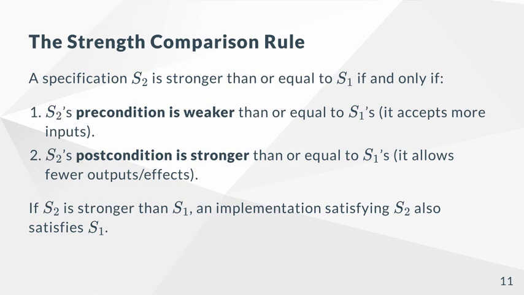To determine if S2 is stronger than or equal to S1, we follow two logical rules. Either S2's precondition is weaker than or equal to S1's, meaning it accepts more inputs, or S2's postcondition is stronger than or equal to S1's for the states that satisfy S1's precondition, meaning it allows fewer outputs. Think of this as a logical contract. You are offering the client more while asking for less.